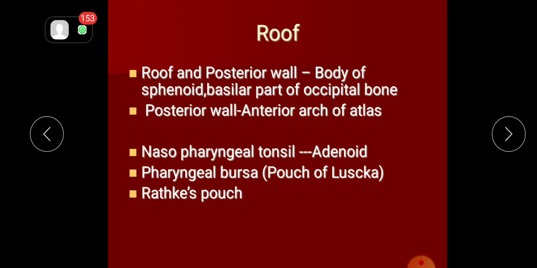One is the presence of the nasopharyngeal tonsil, two is a small pouch or bursa extending into that, and that is what is termed as the pharyngeal bursa or pouch of Luschka. And 3, in front of that you find a small dimple, and that is the remnant of Rathke's pouch.